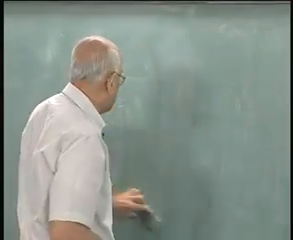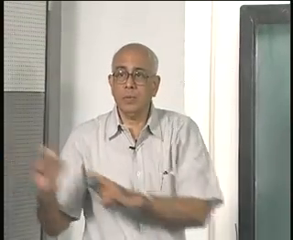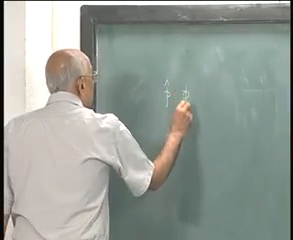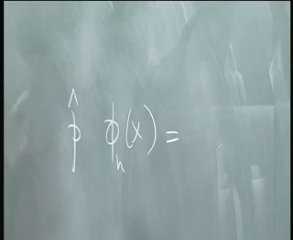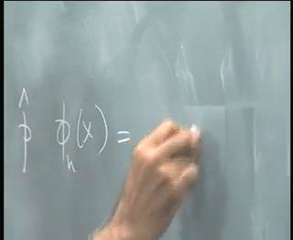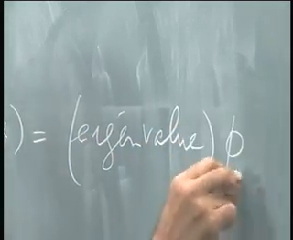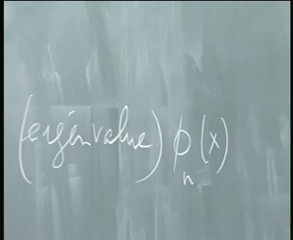Is this a momentum eigenstate? If it were a momentum eigenstate, then it must obey the following rule: momentum operator acting on the wave function must give you number times wave function. It means the momentum operator P acting on phi n of x must give you the eigenvalue corresponding to the momentum, eigenvalue times phi n of x. That is clear, a real eigenvalue is what it must give.